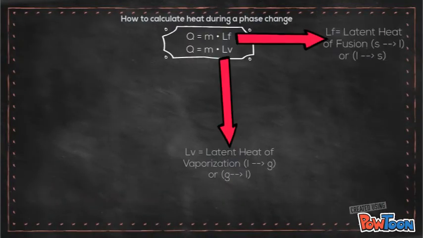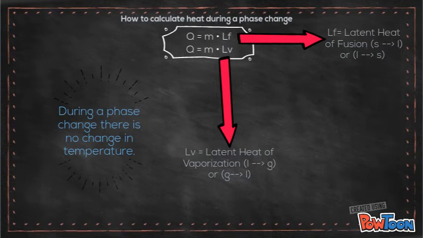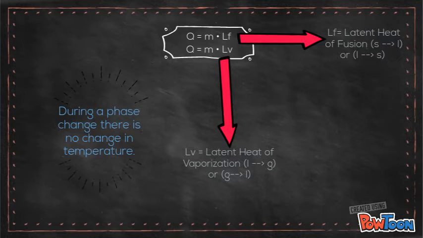To calculate heat energy during the phase change, you use the formula Q equals M times LF or LV. LV stands for latent heat of vaporization, which is the heat required to go from liquid to gas or gas to liquid, while LF stands for latent heat of fusion, which is the measure of heat necessary to transition from solid to liquid or liquid to solid.